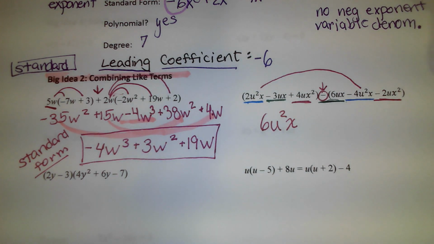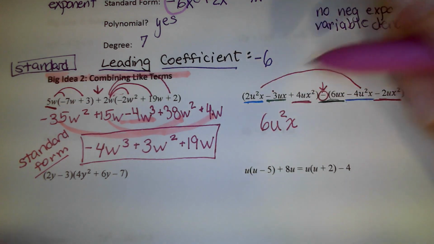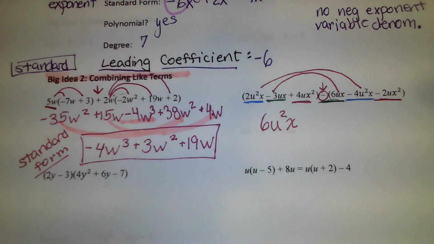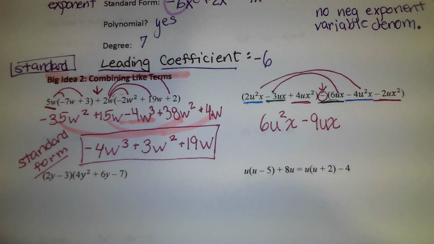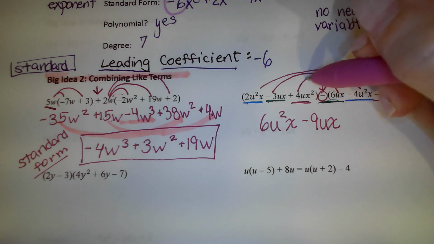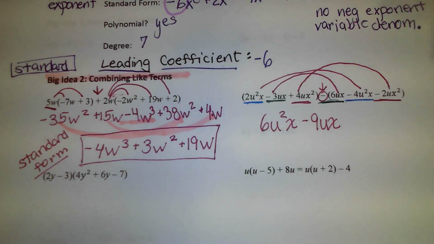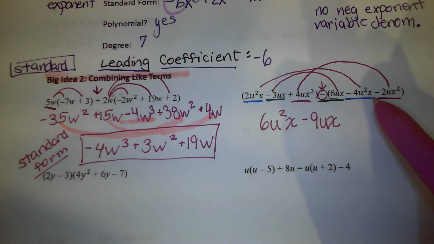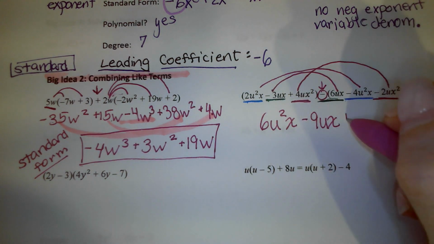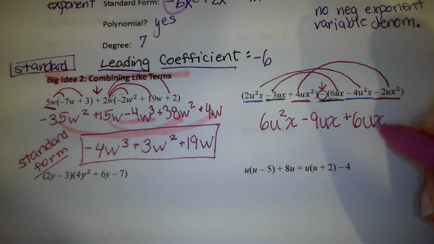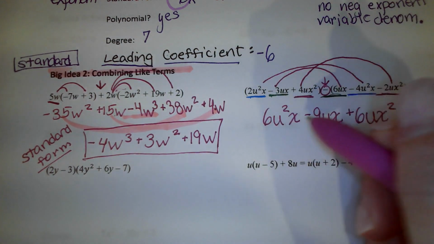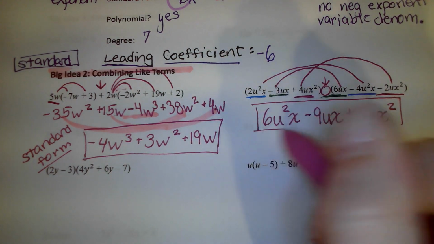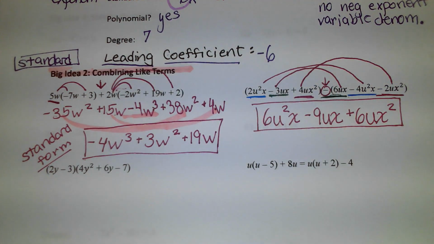Next up, I'm going to do negative 3ux minus 6ux. And that's going to be negative 9ux. And lastly, 4ux squared minus negative 2ux squared. So minus and negative is plus. So that's going to be plus 6ux squared. All right. So that would be my final answer because I don't have any more like terms. And when it's multiple variables, it's difficult to do an accurate standard form. So you can just leave it like this.